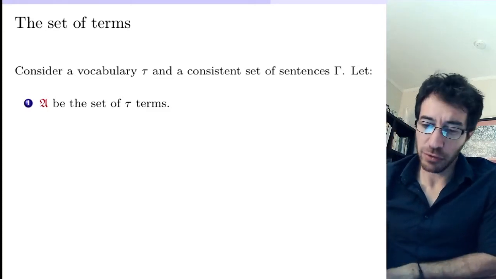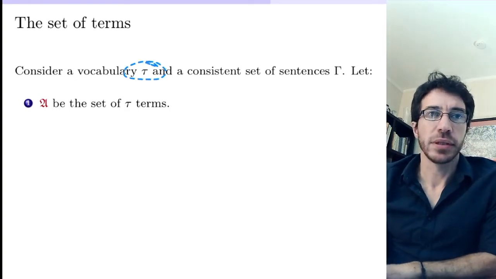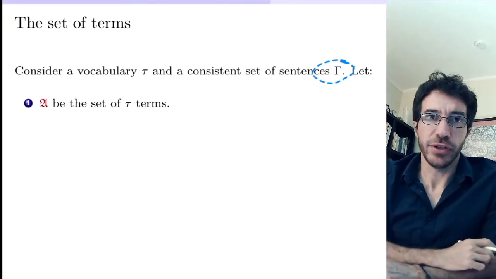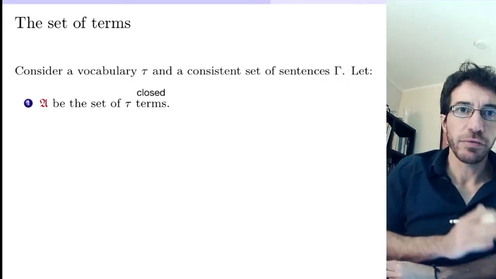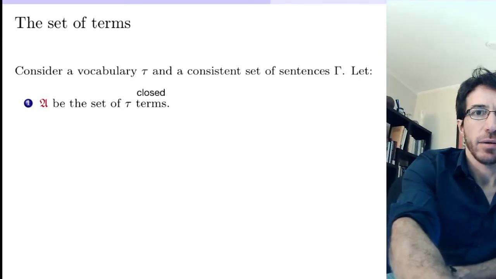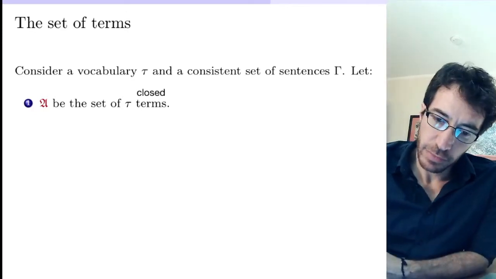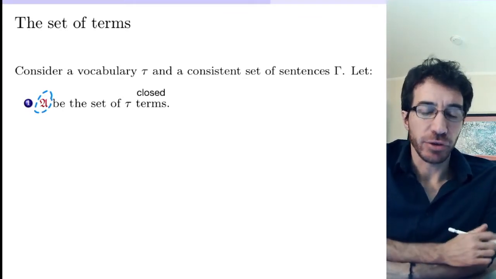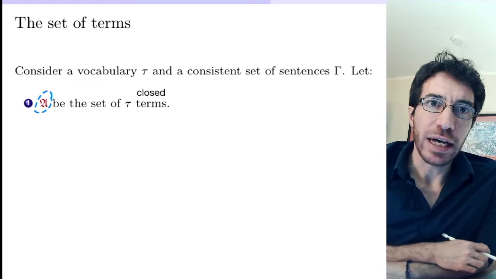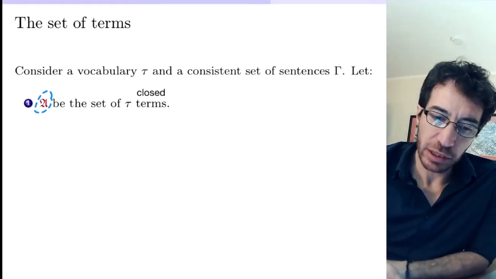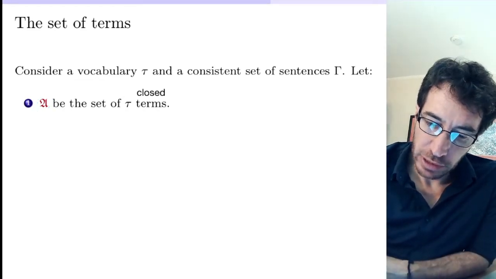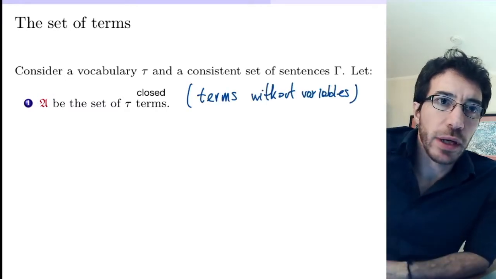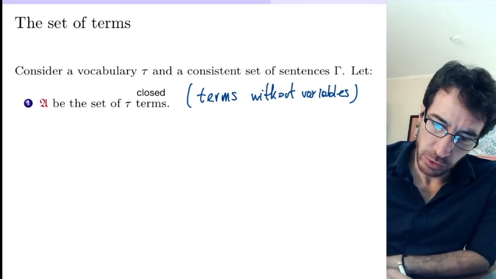Okay, so let's start with a vocabulary tau and a set of sentences gamma, which we're gonna use throughout these videos. So we start by defining this set called A. It's a funky A. Enderton uses that one to be the set of all closed terms. What does it mean to have a closed term? These are terms without variables. So let's review what that is.